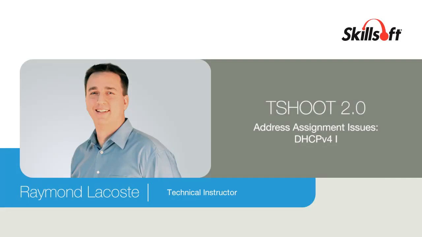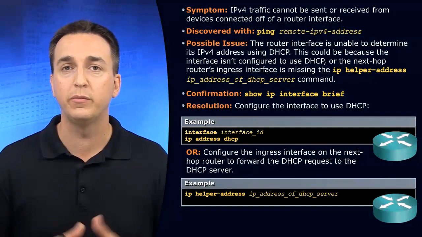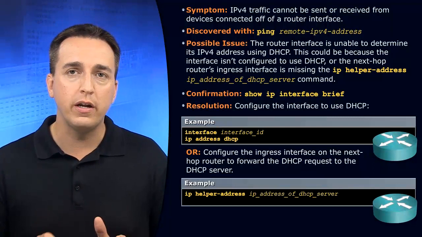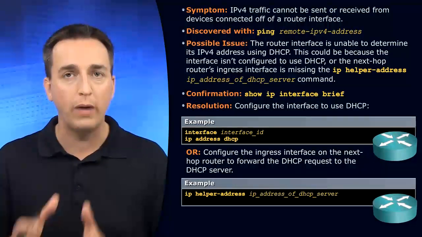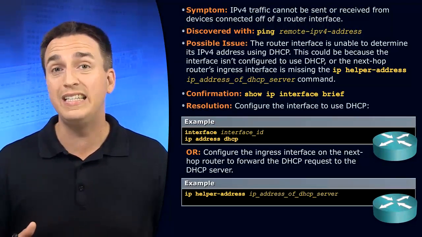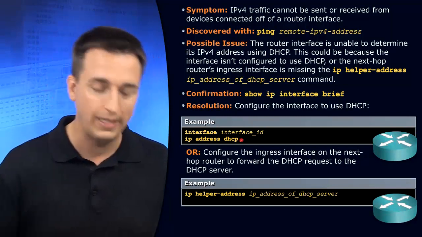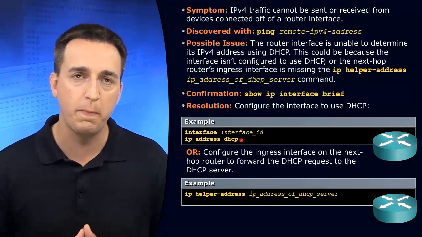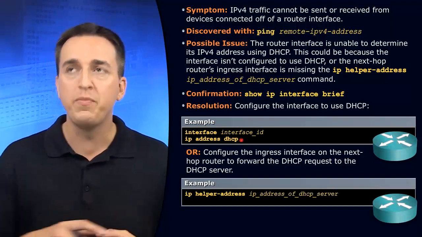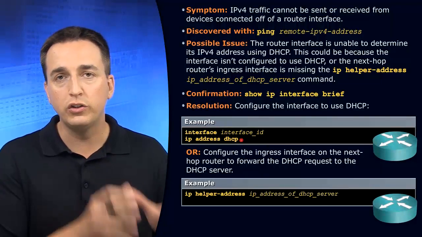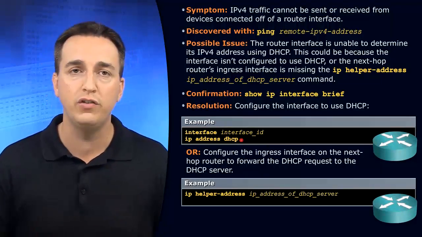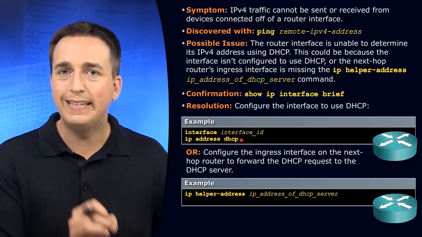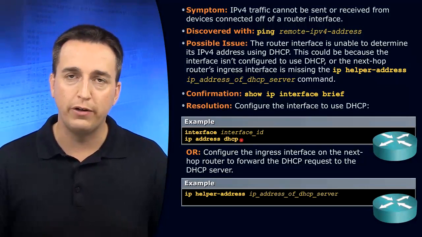In most cases, our end stations are going to be receiving their IP addresses from a DHCP server. However, we do have the option of configuring our switches and our router interfaces to be configured via DHCP as well. And we can accomplish this with the IP address DHCP command in interface configuration mode. So if you are expecting a router interface or a switch to receive an IP address via DHCP and it's not, you'll want to double check that this command is configured on that particular router interface.